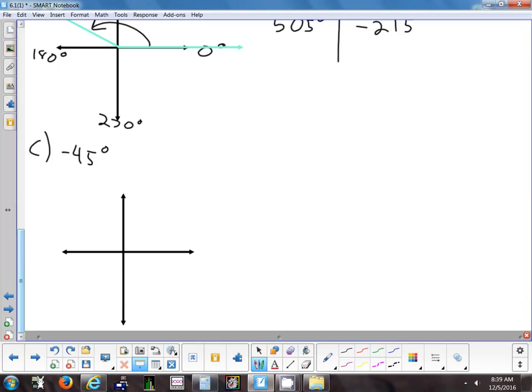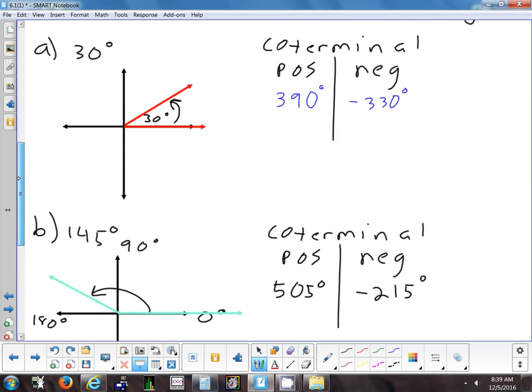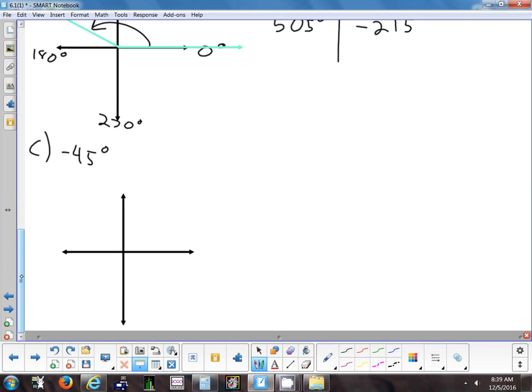Yeah, Tom? They will rotate clockwise. This one will rotate clockwise. Okay? The other two I tried to show you that they were going counterclockwise. All right, so this time negative 45. Let's start with our initial side. And the terminal side is negative 45.